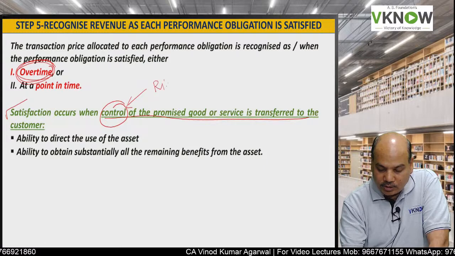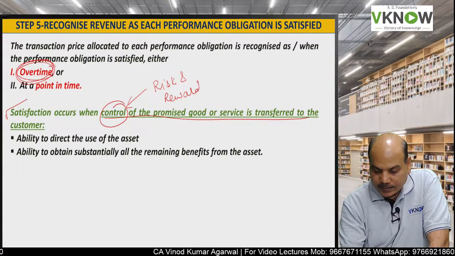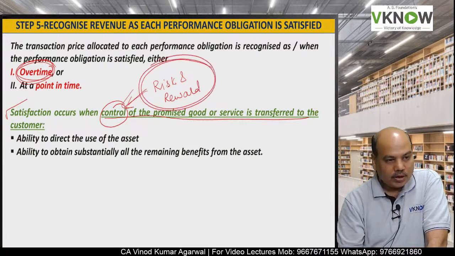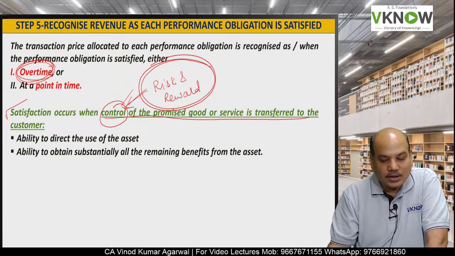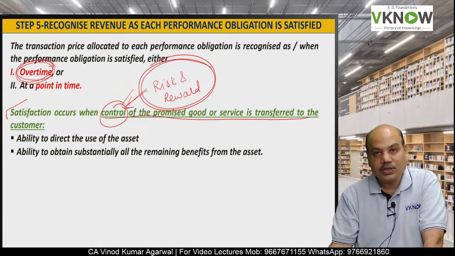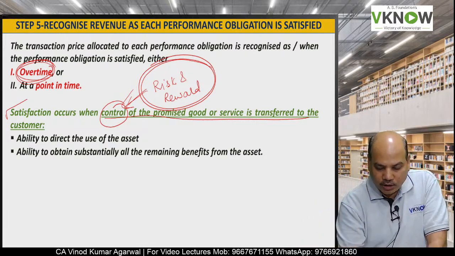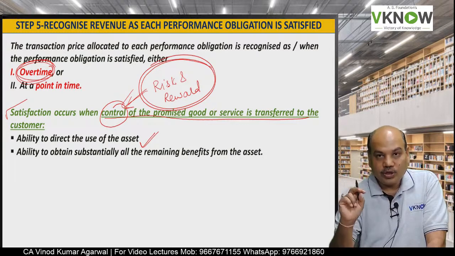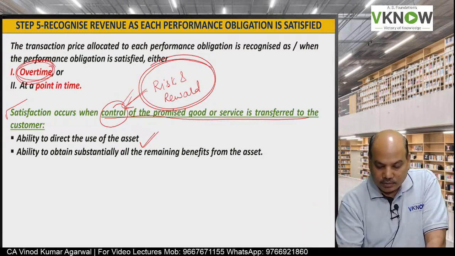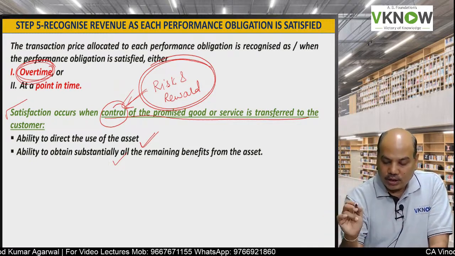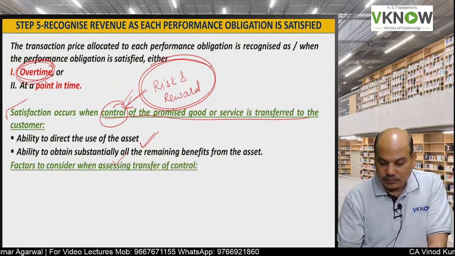When you were in intermediate, the condition was risk and reward. Now the terminology has changed. It is not risk and reward. It is the control of the promised goods and services transferred to the customer. So when is control transferred? When the customer has the ability to direct the use of the asset. When the customer will obtain substantially all the remaining benefit from the asset.